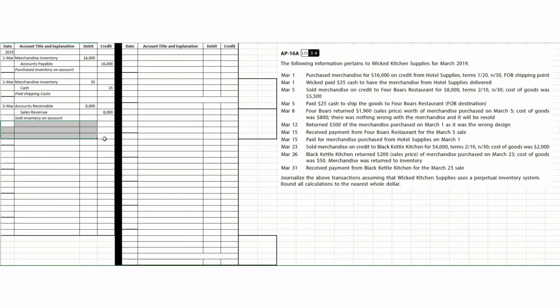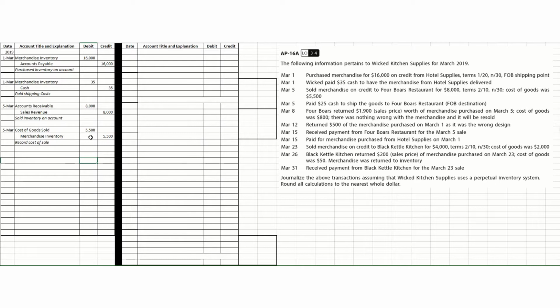The secondary part of this transaction will be to record the cost of goods sold. We were told that it's $5,500. That will result in a debit to cost of goods sold and a credit to reduce the value of our merchandise inventory for $5,500.